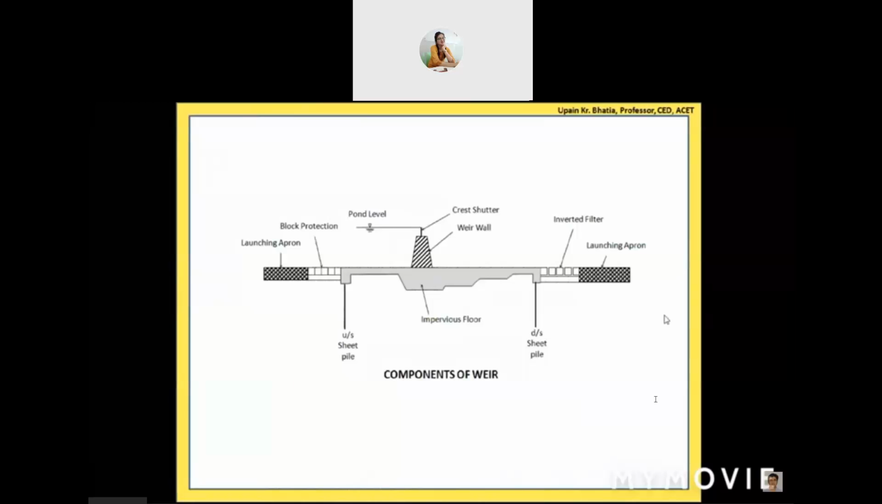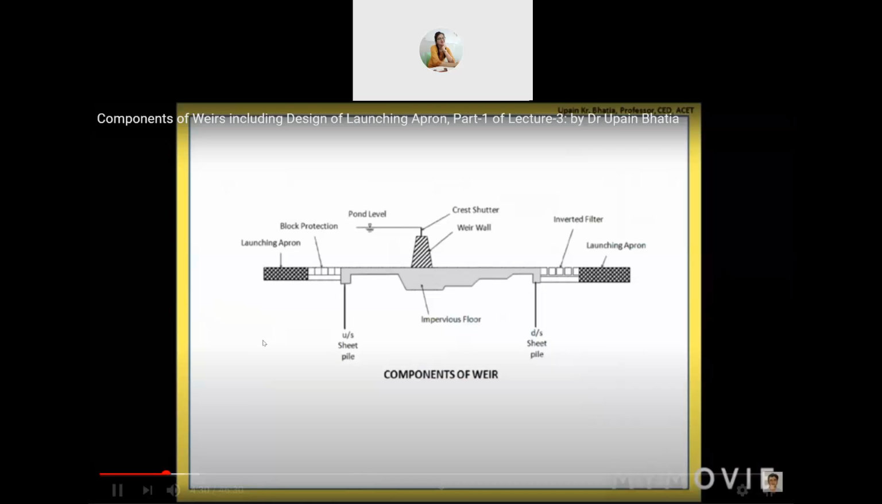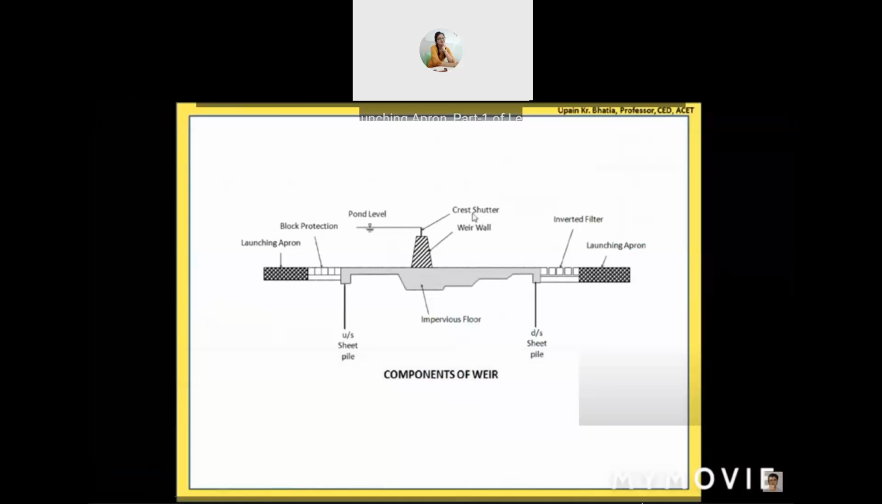So what are its various components? It is very clearly written over here that this particular trapezoidal section is the weir wall. So this is the cross section of the weir wall. So the weir wall is running perpendicular to the screen. Okay, and on top of the weir wall, we have provided a crest shutter.